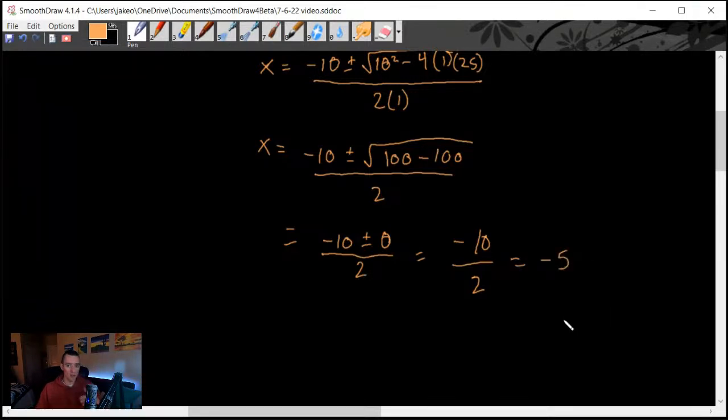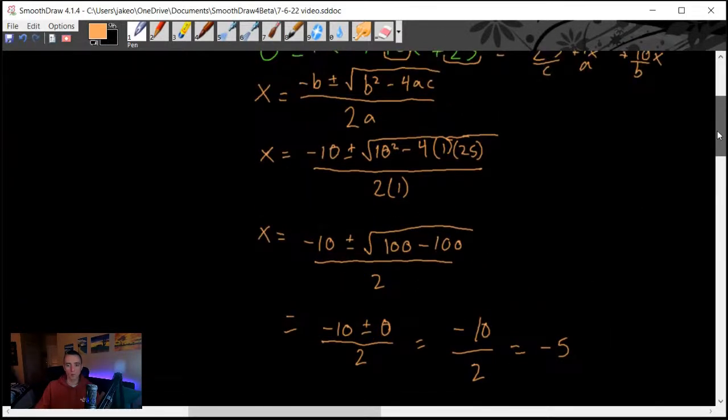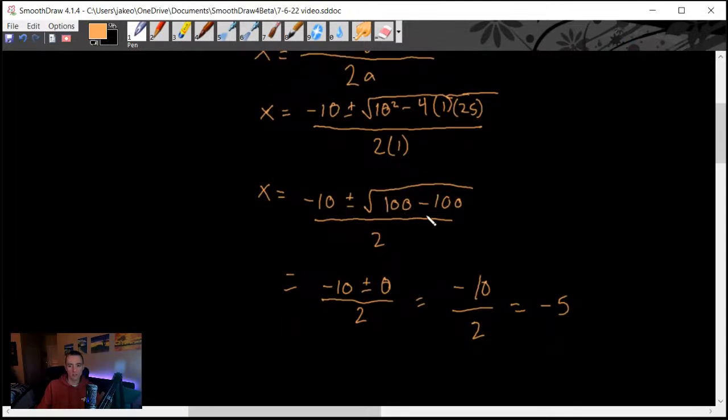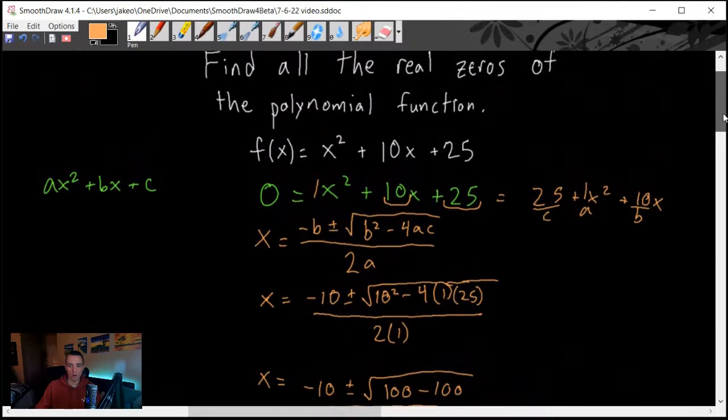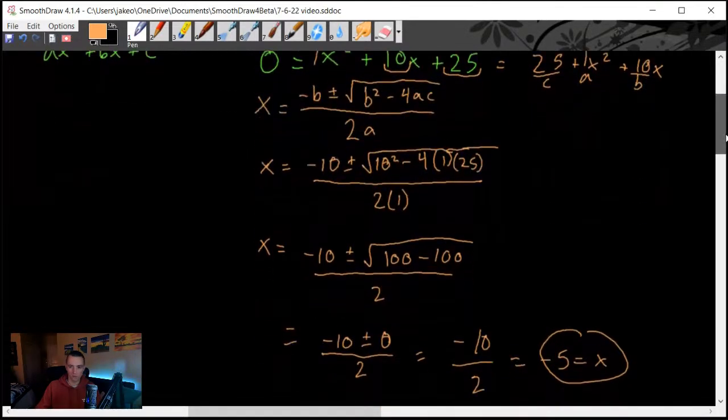So this is a unique kind of situation where whenever you get 0 inside the square root like this, that basically tells you that your quadratic only has one root, because you're going to end up with something plus 0, something minus 0, which just gives you the same number. You're not adding a number or subtracting a number, you just have one result. So in this case, x equals -5 is going to be our only real root of this equation, because it's the only number that we got out of this quadratic equation.